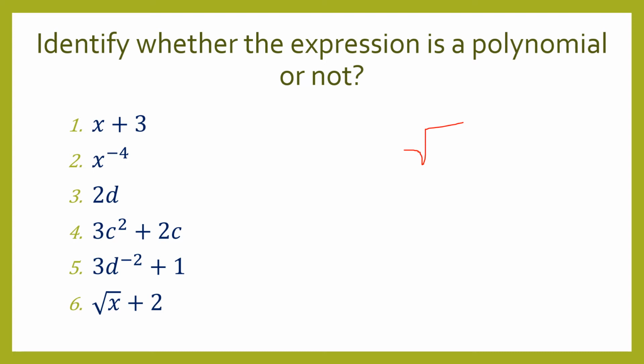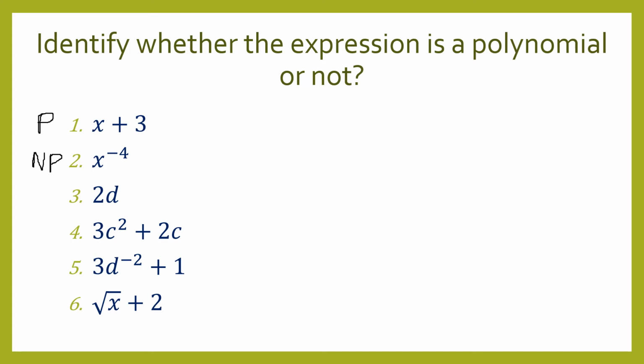So, let us start or let us begin answering the following expressions. So, number 1, x plus 3. So, x plus 3, polynomial or not? So, x plus 3 is a polynomial. So, let us write P, because this is a polynomial. Number 2, x raised to negative 4. So, x raised to negative 4 is not a polynomial because the exponent of the variable is negative.